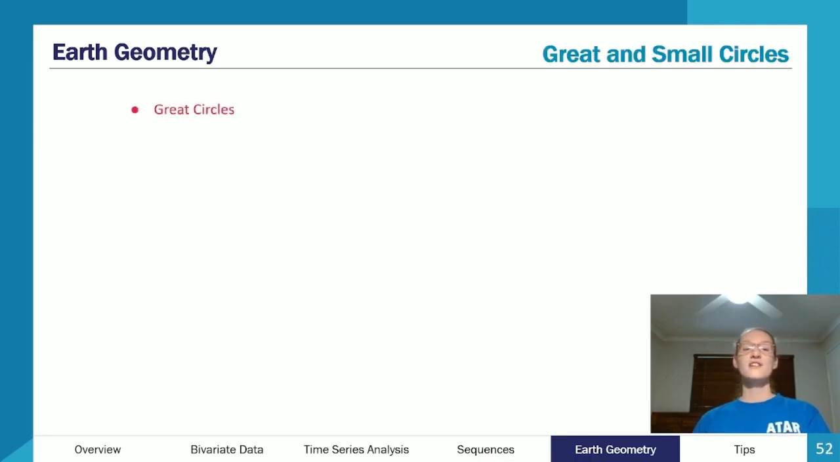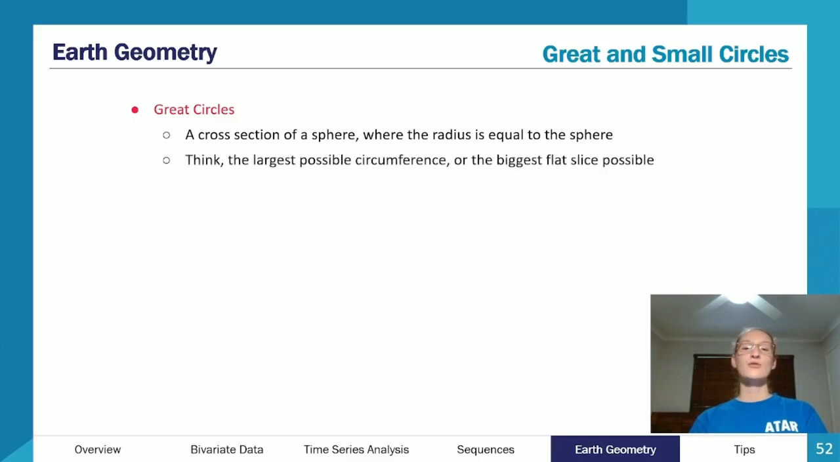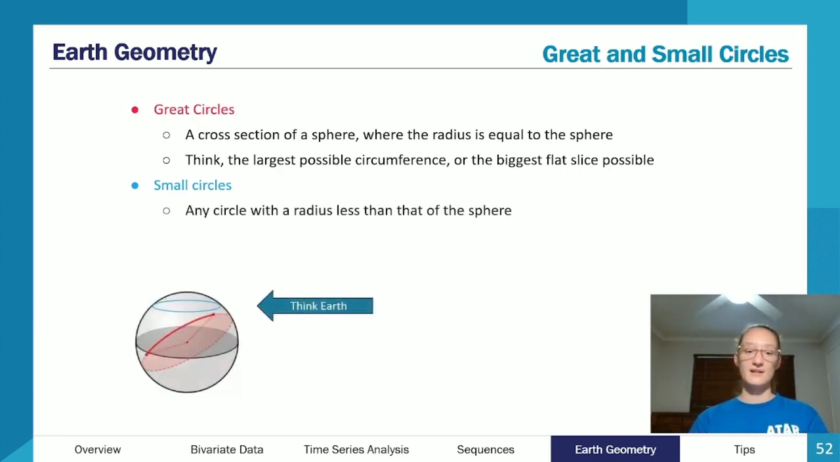The first definitions I want you to think about are great circles and small circles. See if you can recall what they are. Great circles are a cross-section of a sphere where the radius is equal to the sphere's. So great circles are our largest possible circumference, our biggest possible flat slice. Whereas small circles are any circle with a radius less than that of the sphere.